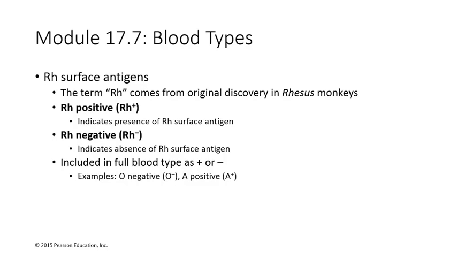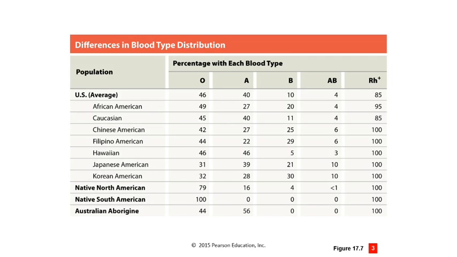The Rh antigen, another important one, gives you either the positive or negative indication in your blood type. So fully, your blood type is described as being A positive or A negative, O positive or O negative. The negative comes from the absence of Rh. The positive comes from the presence of Rh.